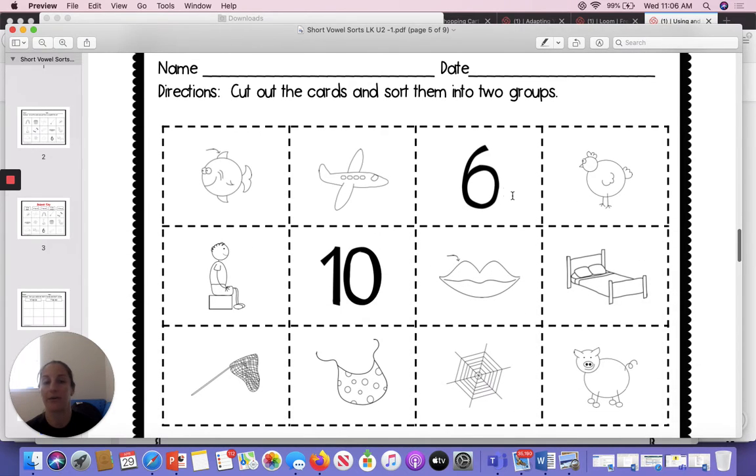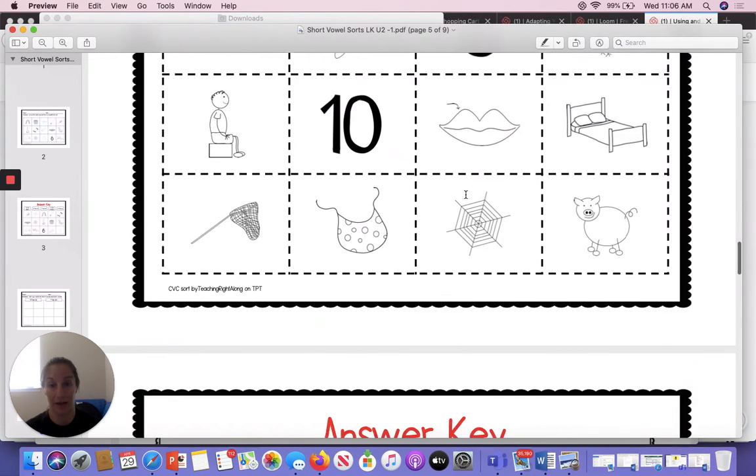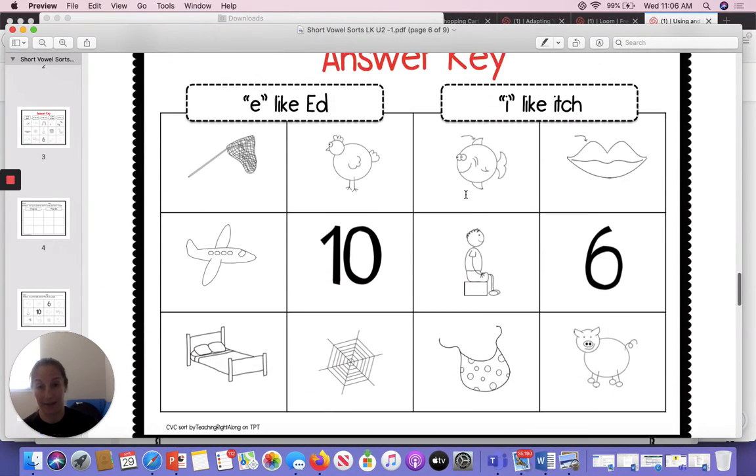First, I would go through all of these with my student and I would name them. So this is fin. This is jet. This is 6, and so forth. I would first ask your students if they can tell you what these pictures are, and if they cannot tell you, then you tell them and have them repeat the word after you. There is also an answer key here.